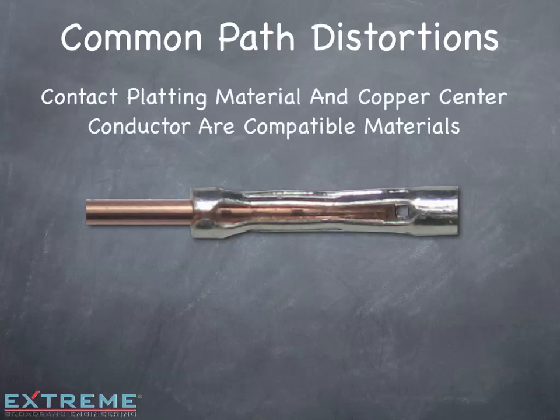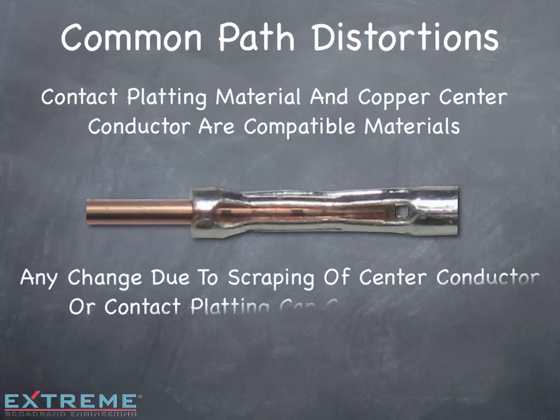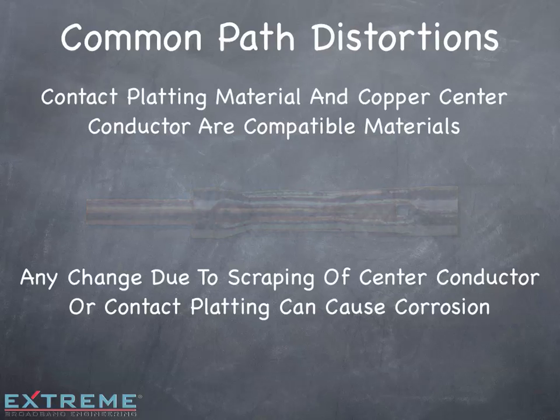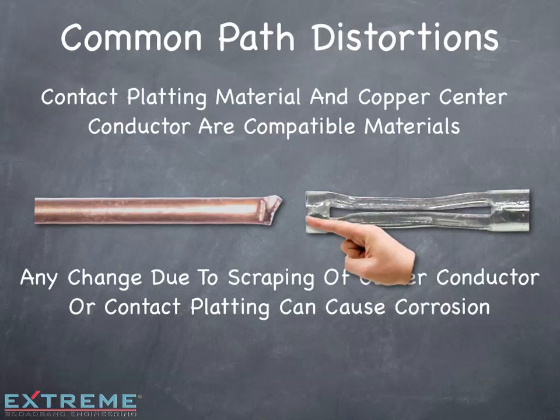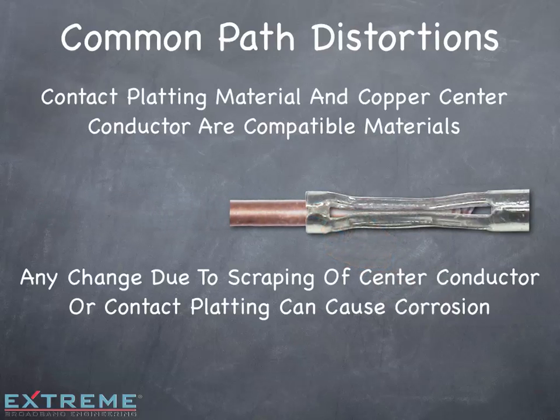Contact plating material and the copper center conductor are compatible materials. Any change due to the scraping of the center conductor or contact plating can cause corrosion. This could be caused by the twisting of the passive device onto the connector as we showed earlier, or improperly prepared center conductors that can cause damage as they're inserted into the contact.